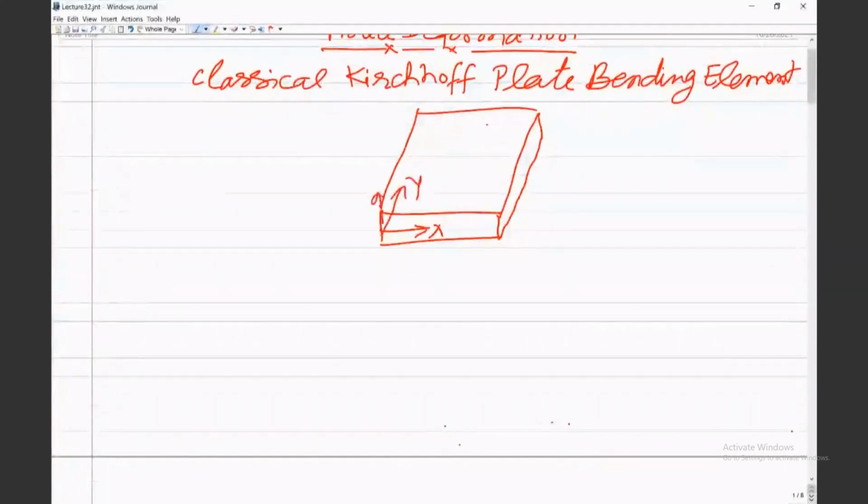This is the y-axis and this is the z-axis. And this is just one element I am considering. So let us say we take a 4-noded element. The nodes are: this is 1, this is 2, this is 3, and this is 4. And the load is a transverse load.